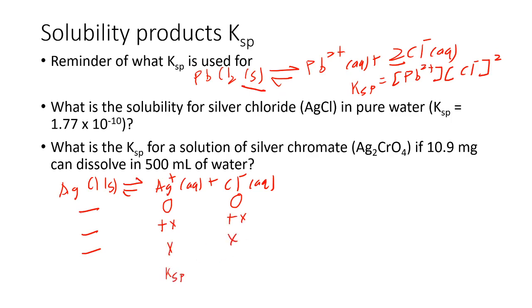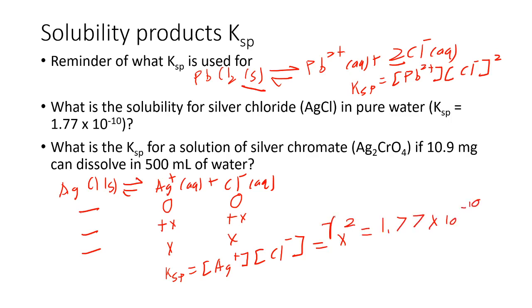So we know our KSP is equal to product over reactant, which in this case will be Ag+ times Cl-, which is X times X, or X squared. That's equal to the KSP value we were given, 1.77 times 10 to the negative 10th. We then take the square root of both sides, and we get X equals 1.33 times 10 to the negative 5th. And X in this case is the molarity of your starting molecule that can actually dissolve, because as a reminder, this is an ICE table, and for ICE tables you're always working with molarity. Oh, I forgot to put the labels.